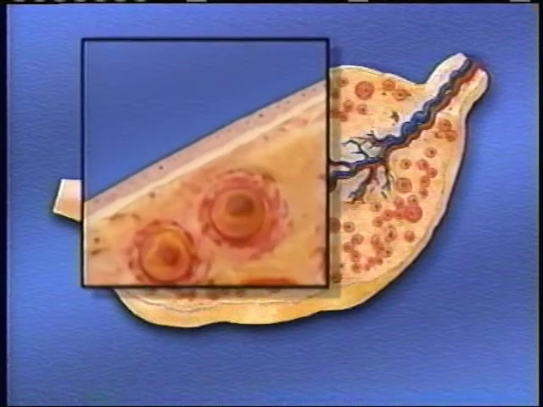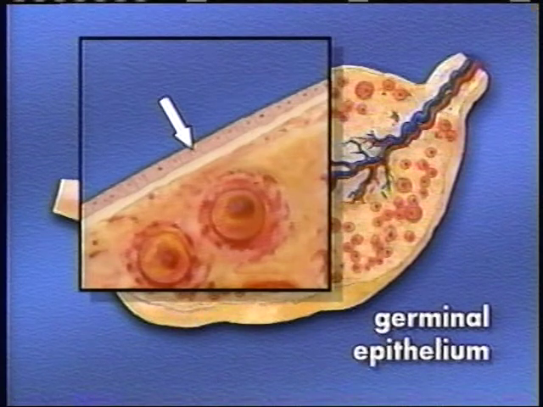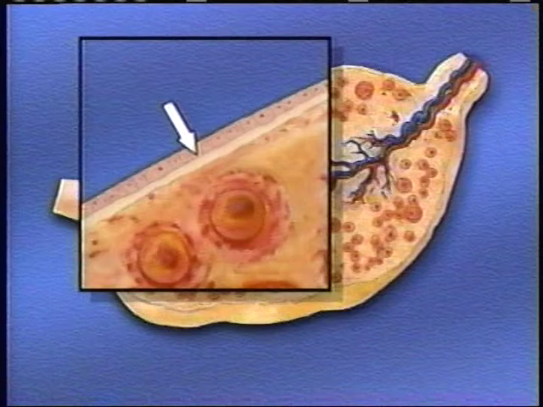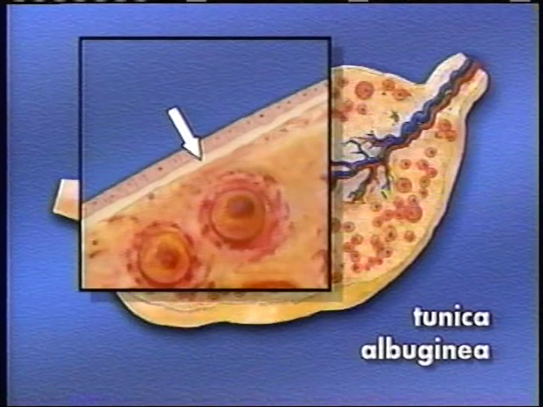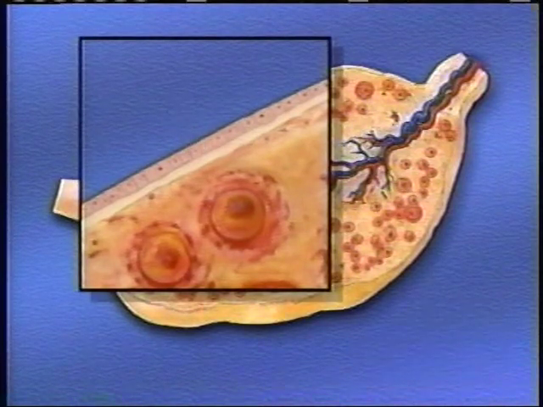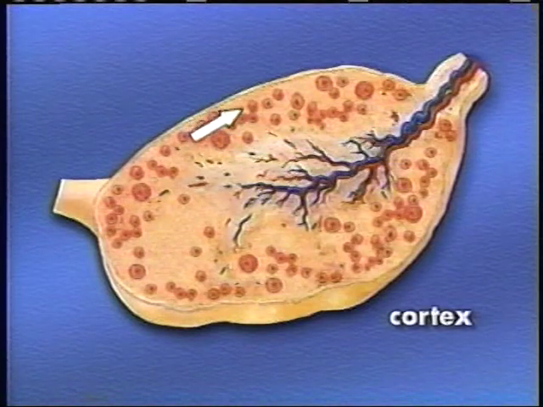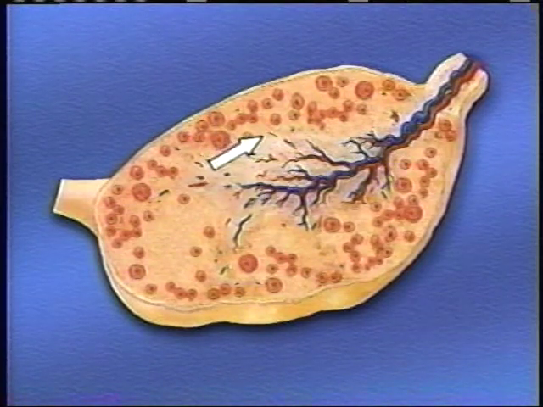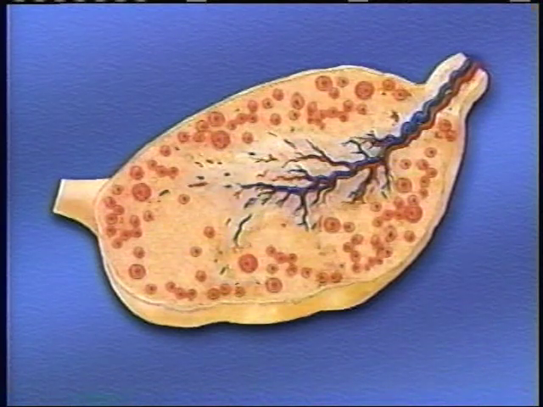Cuboidal epithelial cells, called germinal epithelium, form the outermost layer of the ovary. This layer does not actually produce ova, as you might think by its name. Deep to the layer of epithelium is the tunica albuginea. Like the external surface of the testis, it contains dense, irregular connective tissue. The outer portion of the ovary is the cortex. It surrounds the inner medulla, which contains blood vessels and nerves.